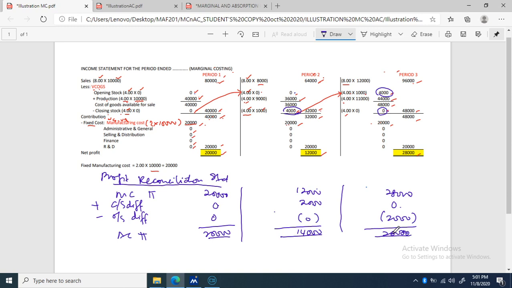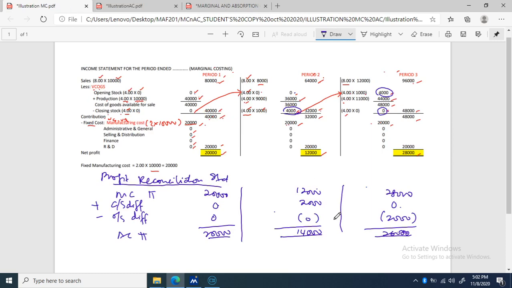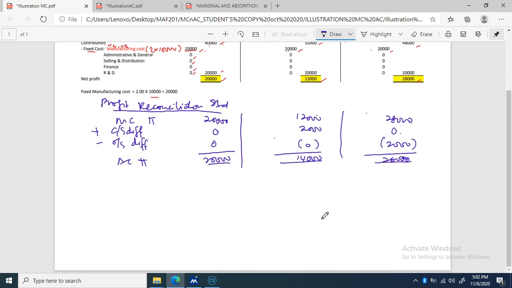Now we compare with the absorption costing profit of 20, 14, 26. So we get the same amount: 20 for period 1, period 2 is 14, period 3 is 26. So we compare the profit, and we reconcile from marginal to absorption costing. This is how we compare.